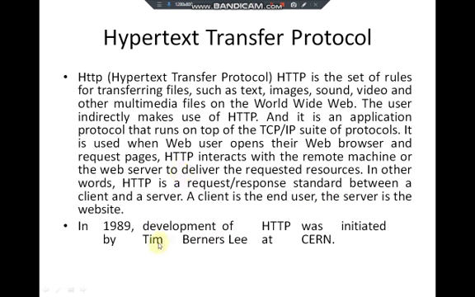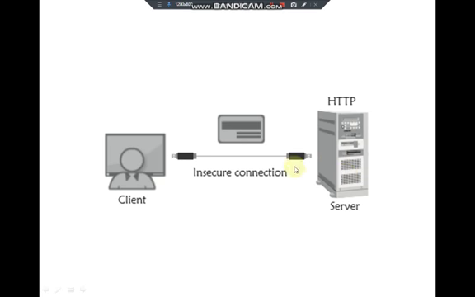So what is HTTPS? Here is a picture depicting HTTP. Here the client is connected with the server using HTTP. It is an insecure connection. This is the main difference between HTTPS and HTTP. HTTP is an insecure connection, but in HTTPS, the S means secure. So HTTPS is the secure version of HTTP. The S at the end of HTTPS stands for secure.